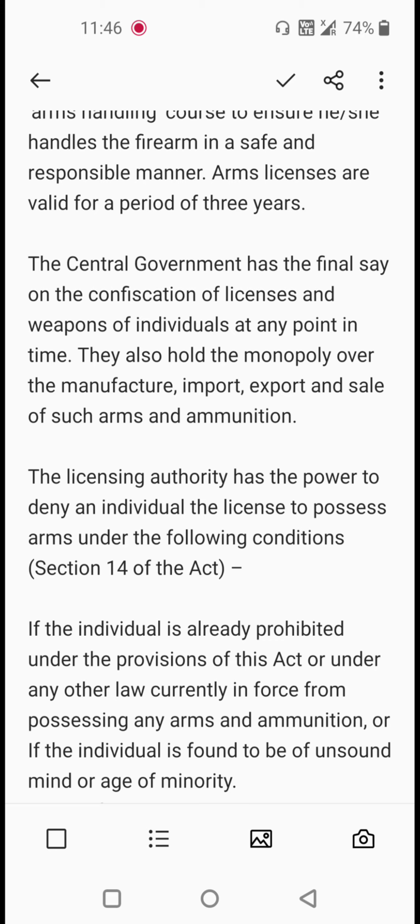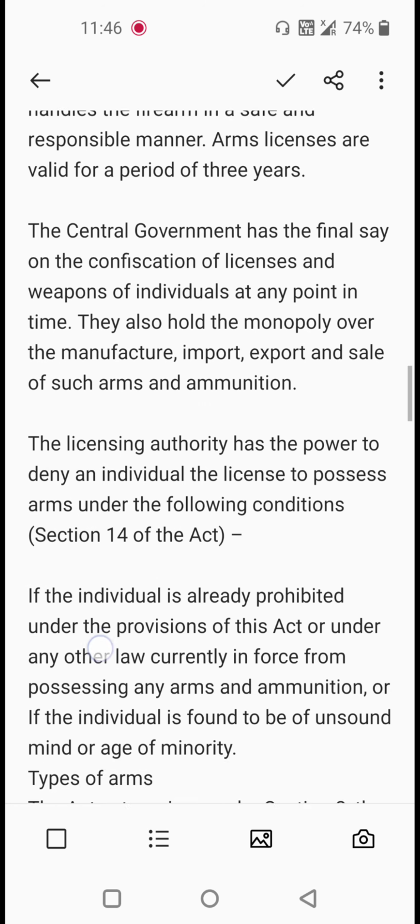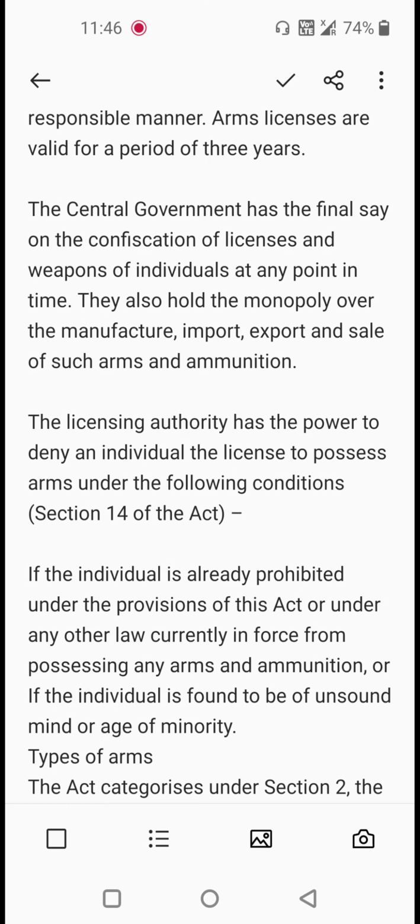They also hold the monopoly over the manufacture, import, export and sale of such arms and ammunition. So only the central government has the power to manufacture, import, export and sell such arms and ammunition, not the state governments.